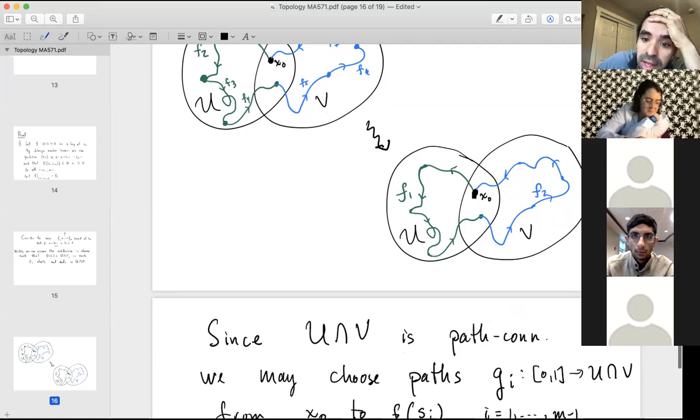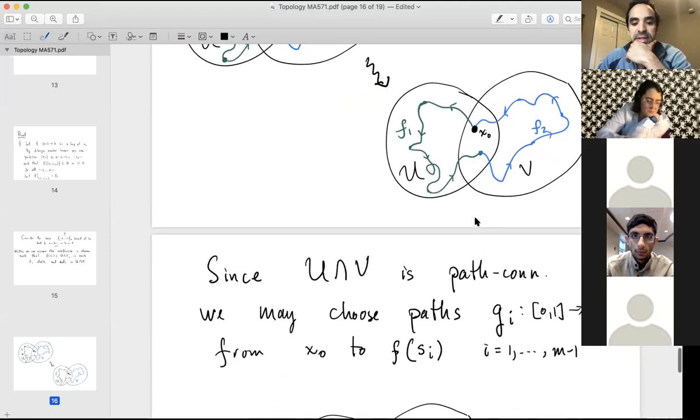Of course, it doesn't have to be two loops. This can keep going, and F2 doesn't have to end in this base point X. It can end up here, and you can continue with another loop like that, and another loop like that, and so on. But in this picture, for simplicity, I just have two loops. Okay, I need 5 more minutes.